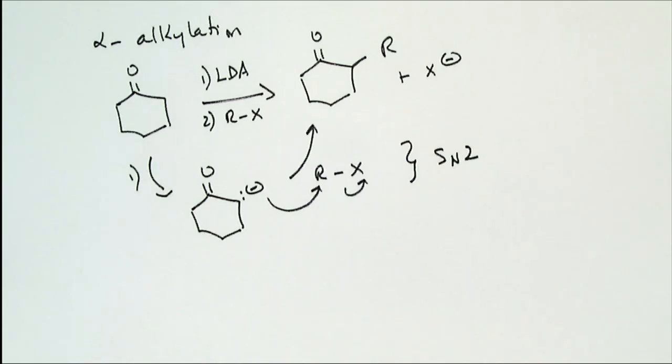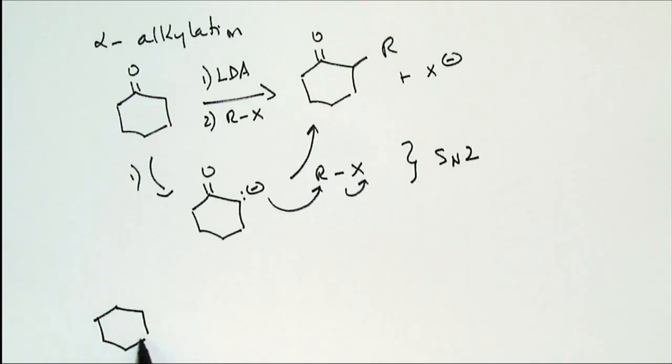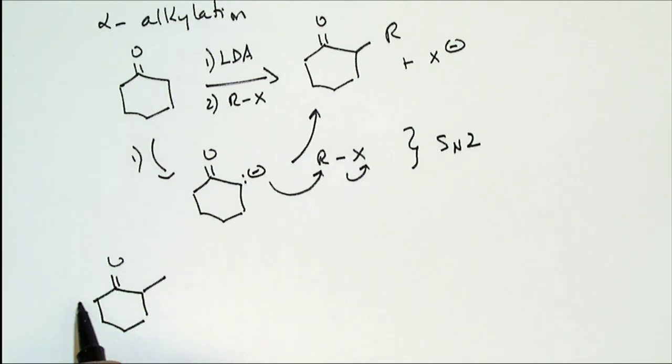Now, what if your starting material is not symmetrical? By this I mean, what if what I have is this as a starting material? I have an alpha, which I'll call alpha 1 on the left, and an alpha, which I'll call alpha 2 on the right. The alpha 1 is less substituted. The alpha 2 is more substituted.